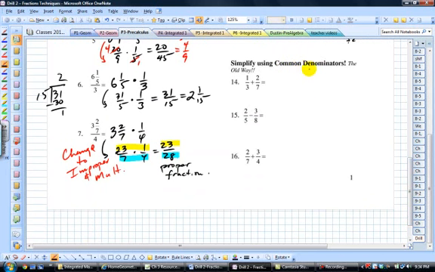Now let's do the old technique, okay, common denominators. When in doubt, multiply the denominators. Easy. 3 times 7 is 21. So what I need to do is convert these to common denominators with 21sts. So 21 here, and then 21 here. 3 times 7 is 21.